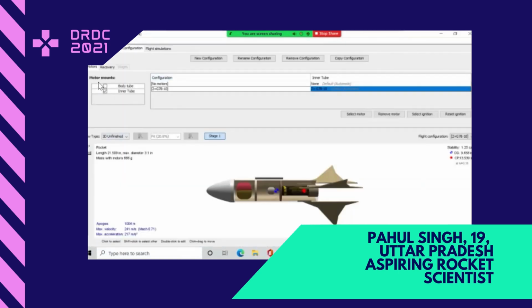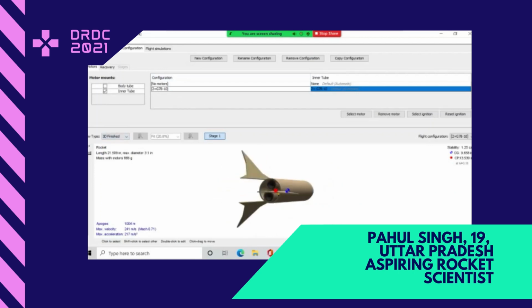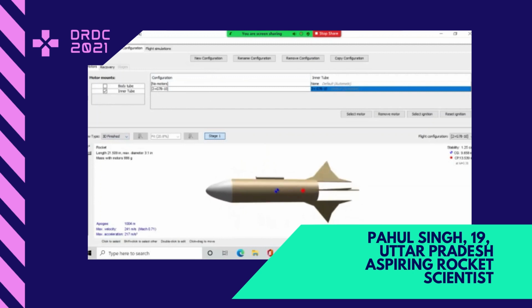Now let's go to the basic component features. Also, let me show the 3D finished design. This is the part where the rocket would be put on the launch pad so that it goes into a straight flight mode.